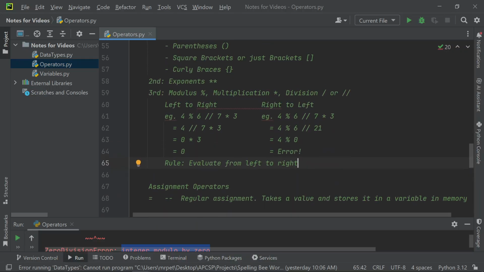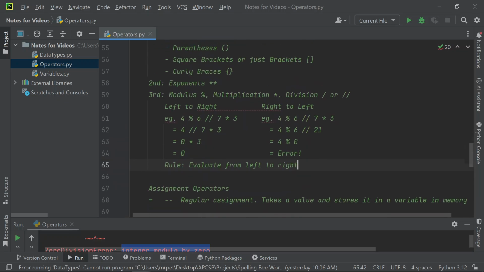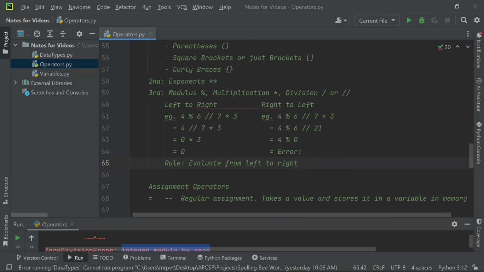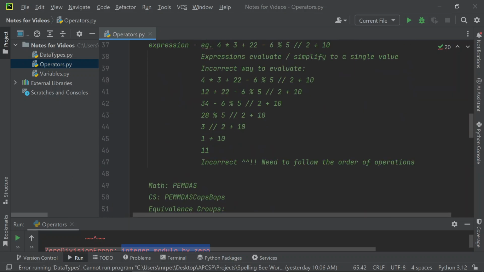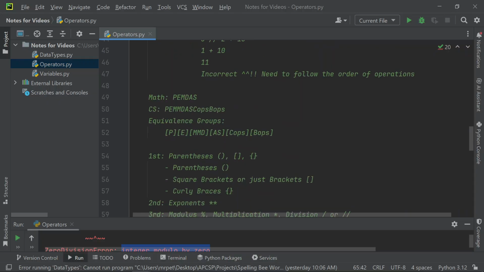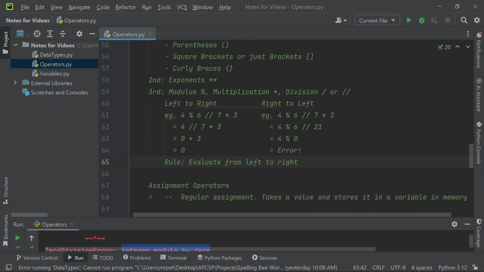So we'll see an example of this when we start doing some examples with these operators. We'll probably save that for the next video when we're doing tracking problems. So if you want to see an example of how we actually use PEMDAS to evaluate these expressions, we'll be doing that in the video right after this one.